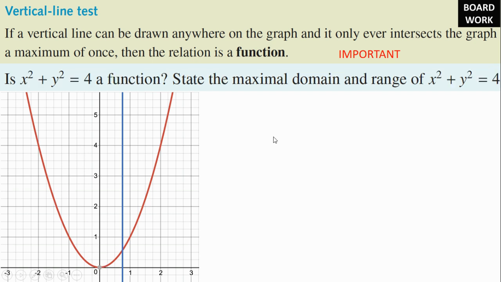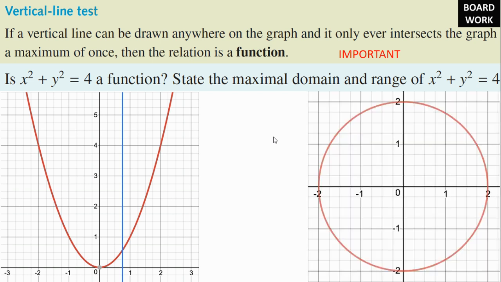That one there, shout it out loudly. Looks like that one's a circle. There it is. Is it a function? Well, let's apply the vertical line test. If we draw a line down there, you can see that it's not a function. It crosses there and it crosses there. So it's not a function.